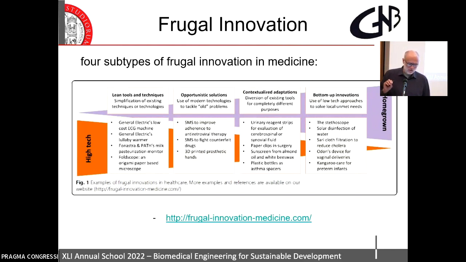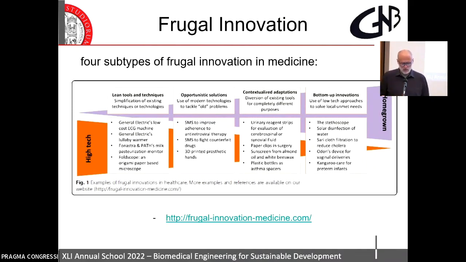Another one is the use of modern technologies to tackle old problems, and all the smartphone-based solutions or 3D printing solutions, based on these new technologies applied to solve old problems, are relevant examples. Third one, diversion of existing tools for completely different purposes: paper clips in surgery, urinary reagent strips for evaluation of cerebrospinal or synovial fluid, and here you can find examples.